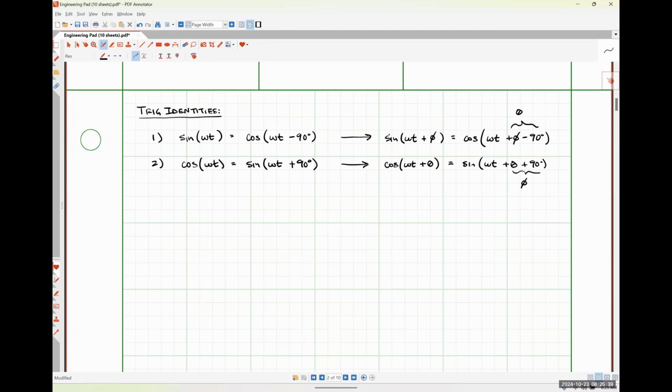So using these two identities, we should be able to go back and forth between sine and cosine functions very easily. Just to recap, if we want to go from sine to cosine, we subtract 90 degrees from the phase angle. If we want to go from cosine to sine, we add 90 degrees to the phase angle. Everything else stays exactly the same. Omega will not change, amplitude will not change. The only difference between a sine function and a cosine function is the phase angle, okay?